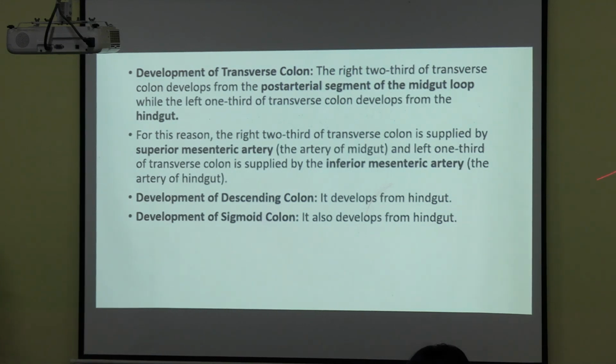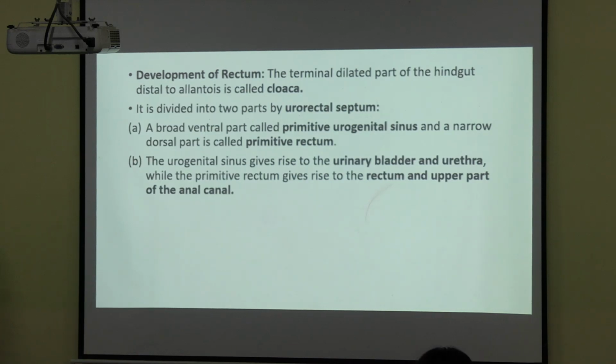Okay. Right now, remember, transverse colon, descending colon and sigmoid colon is developed from the pre-allantoic part of your hindgut. Next, we have development of the rectum. The terminal dilated part of the hindgut, that is the post-allantoic part, is also called cloaca. It is divided into two parts by the urorectal septum.